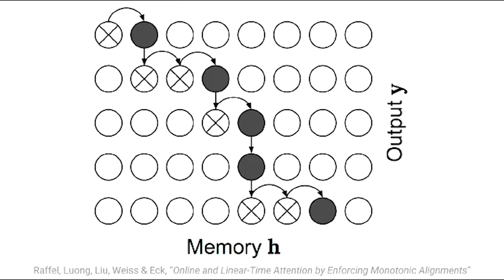So again, in this schematic, I'm marking memory entries with an X when we decide not to attend to them and coloring them black when we do. So as soon as we decide to attend to something, which is what's shown in black, we stop inspecting memory entries and produce an output token. And then for the next output, we start from where we left off again. And so with this hard attention process, we only make a single pass over the memory when producing the output sequence, and so it's linear time. We can also produce outputs as the inputs come in, so it can be used in online settings. But again, it does induce a strictly monotonic input-output alignment.